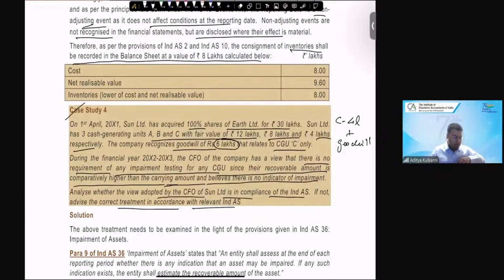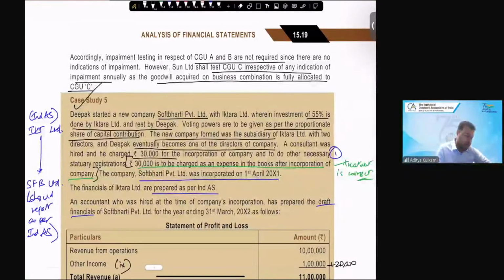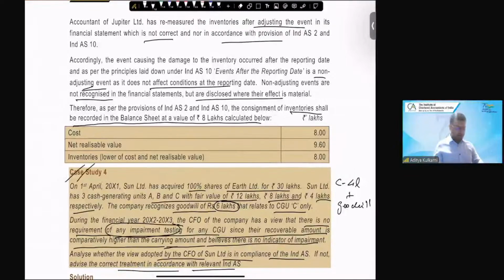CGU A और B के लिए impairment testing नहीं भी की तो चलेगी, but CGU C में goodwill है जिसका annually impairment testing के लिए चेक करना चाहिए, इसीलिए C का होना चाहिए था. Yes. So what the CFO is saying is no requirement of impairment testing for any CGU. But that statement is not right, because since goodwill is allocated entirely to C, I need to do an impairment testing for goodwill on an annual basis. Are we able to understand? Yes, sir.